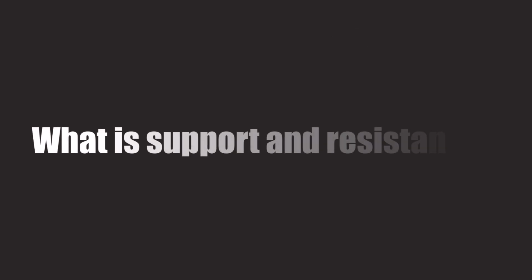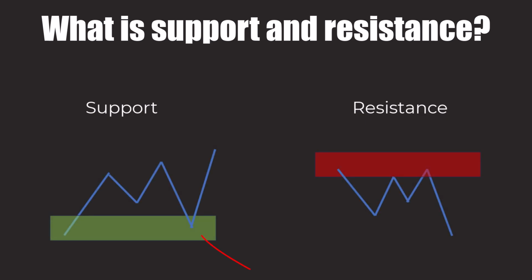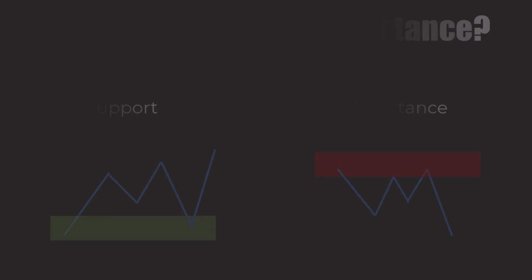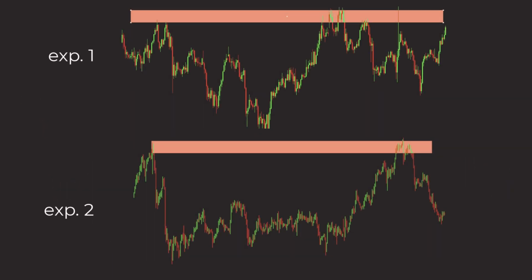What is support and resistance? At the core, support is where price often stops falling and bounces up. It acts like a floor. Resistance is where price often stops rising and pulls back down. It acts like a ceiling. Now let's see some examples of support and some examples of resistance.